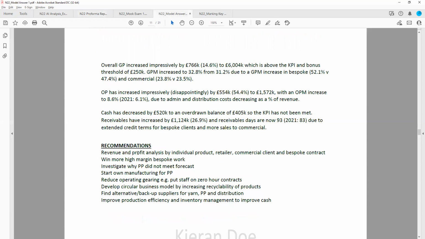I definitely have that. Profit analysis by product, by retailer, by client, and contracts. We don't have it for all the individual retailers, all of the commercial clients, all of the bespoke contracts, and do a fuller profit analysis. Well, we'd like to have that in an ideal world, but obviously we don't really want that in the exam because we'd be overwhelmed. But that's what you would ideally have if you were doing a proper analysis of this business.